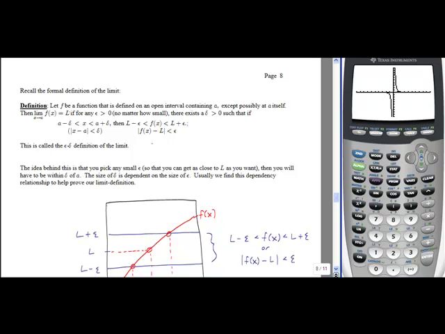And it's kind of confusing because it has all these deltas and epsilons and so forth going on. So the idea behind this is that you're going to pick any small epsilon so that you can get as close to this limit L as you want. And then you will have to be within delta of a. The size of delta is dependent on the size of epsilon, and usually we try to find this dependency relationship to help prove our limit definition.